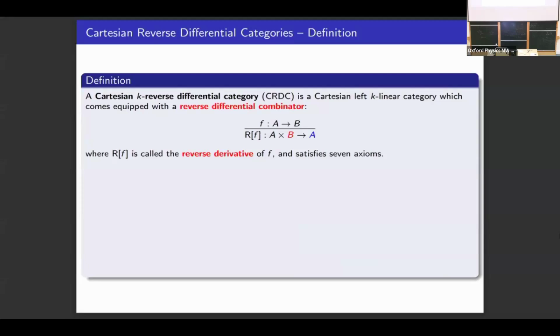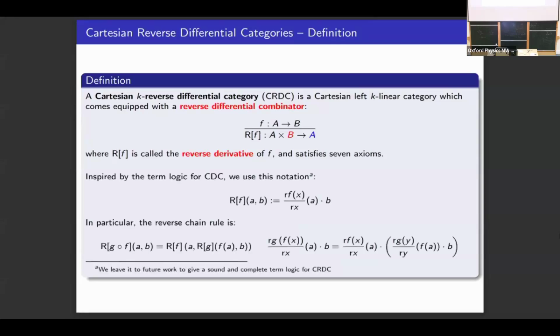And what's really useful, what Aaron and I came up with, is not exactly a term logic for CRDCs, but what we called a proto-term logic, because we didn't prove any soundness or completeness. It really is just there to help us do proofs.